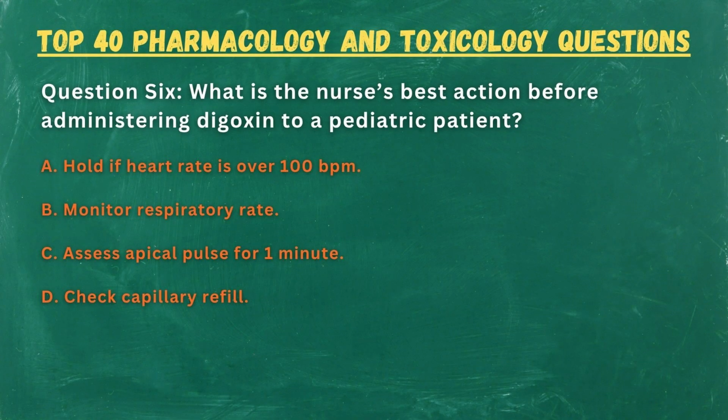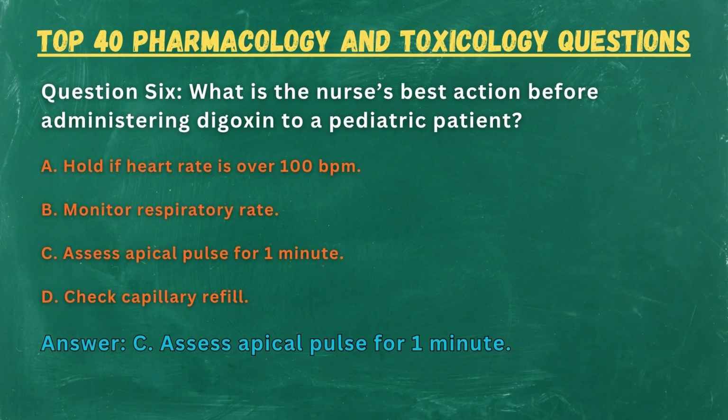Question 6. What is the nurse's best action before administering digoxin to a pediatric patient? A. Hold if heart rate is over 100 BPM. B. Monitor respiratory rate. C. Assess apical pulse for 1 minute. D. Check capillary refill. Answer. C. Assess apical pulse for 1 minute.